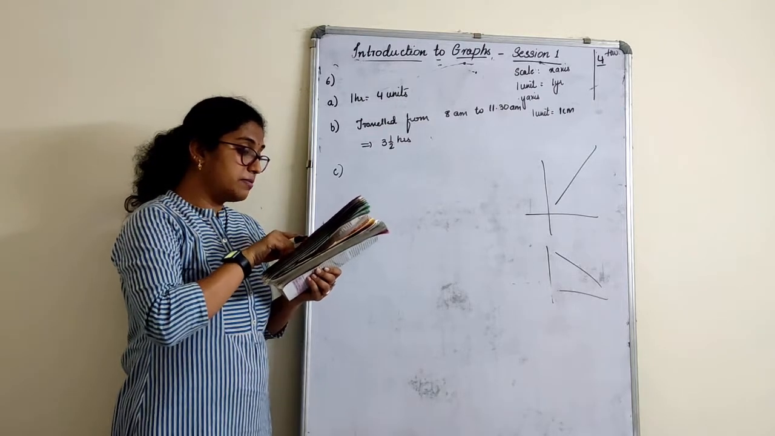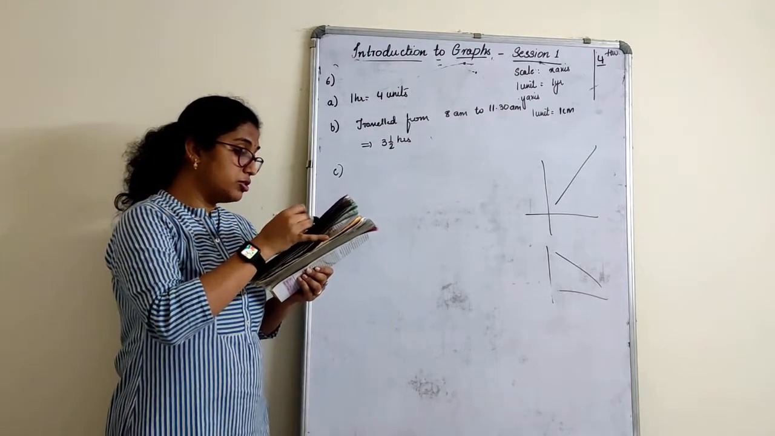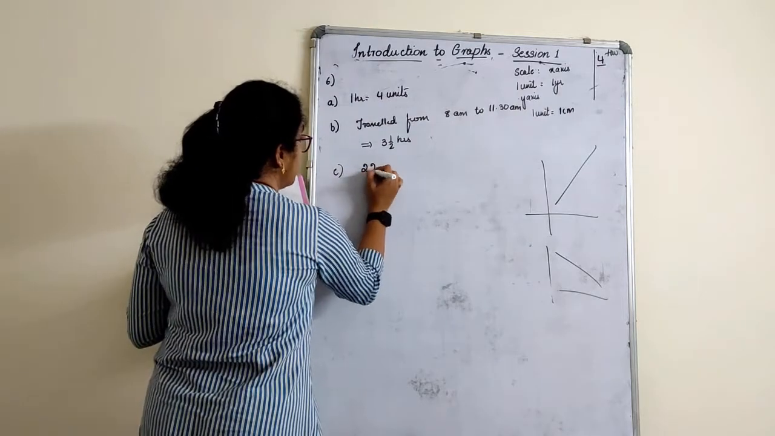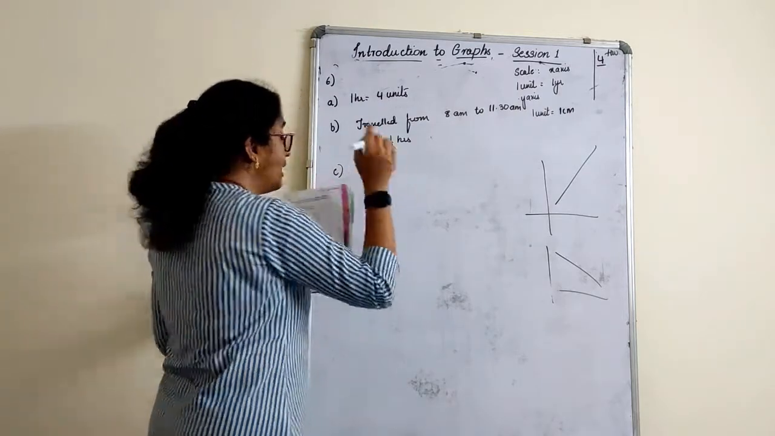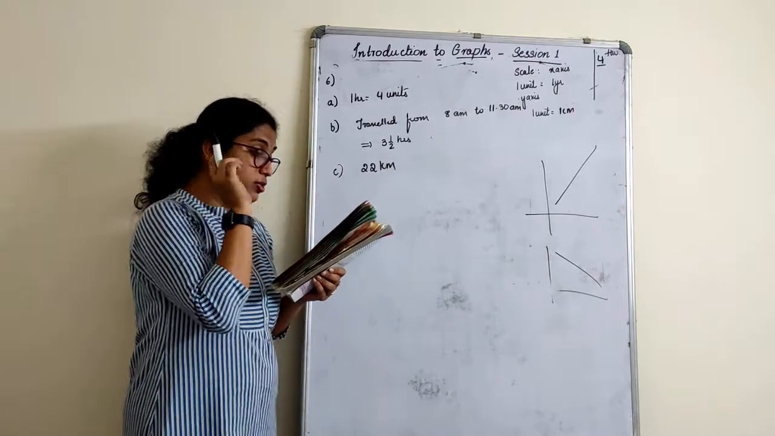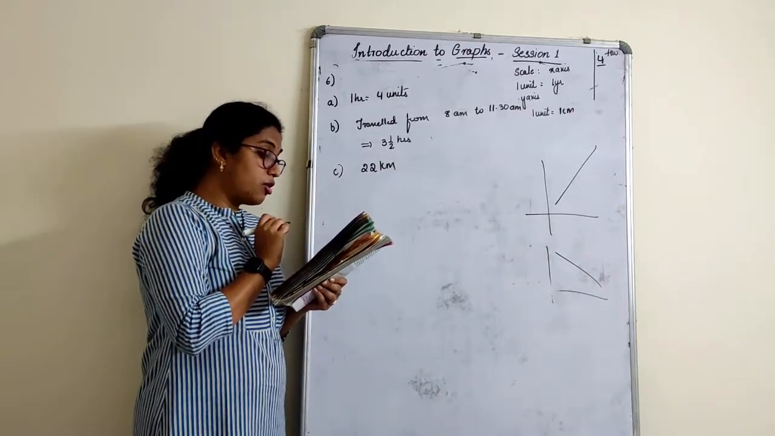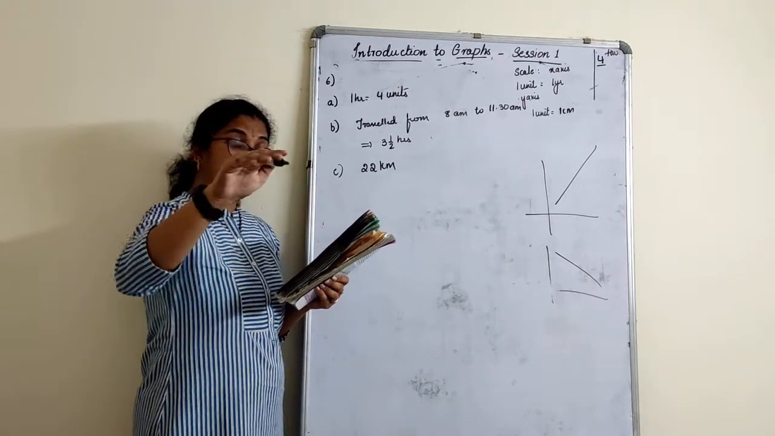How far is the place of the merchant from the town? Just see how many kilometers it is. 22 kilometers. The last part of the travel. At 11:30 he is at 22 kilometers. Did the person stop on his way? Do you think there was a stagnant part in the graph?